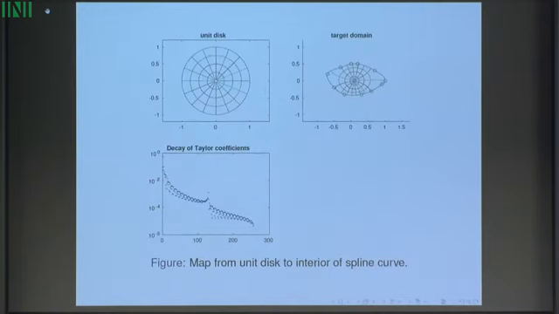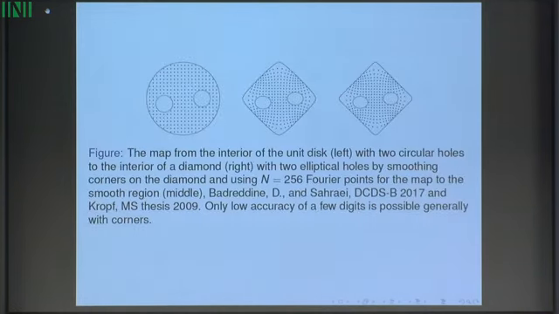There's a target domain. As I say, that's the map. That's actually a diamond. But I smoothed the corners out and did the Fourier map from here to here, and then restored the corners. The sides are straight, but the corners aren't well represented because it's the image of Fourier points. So there are some natural limitations there.